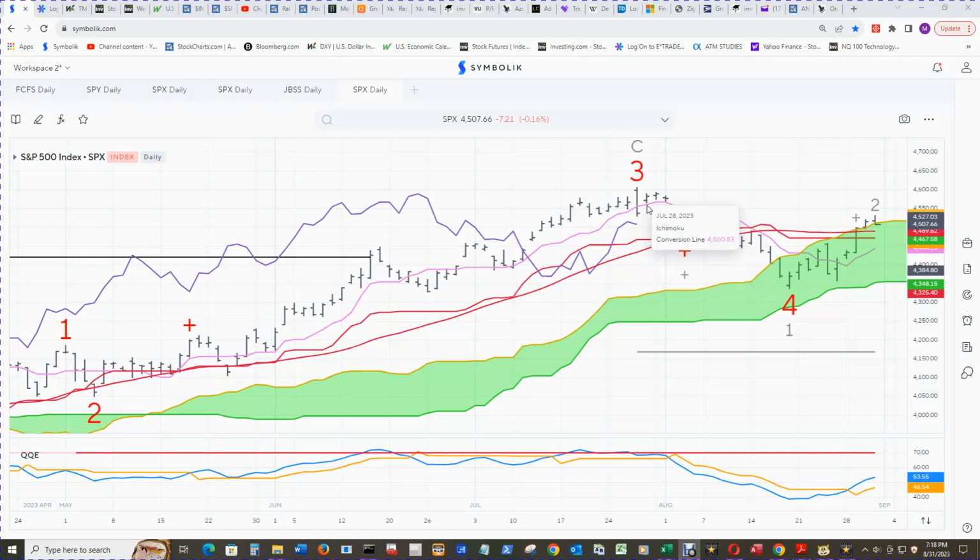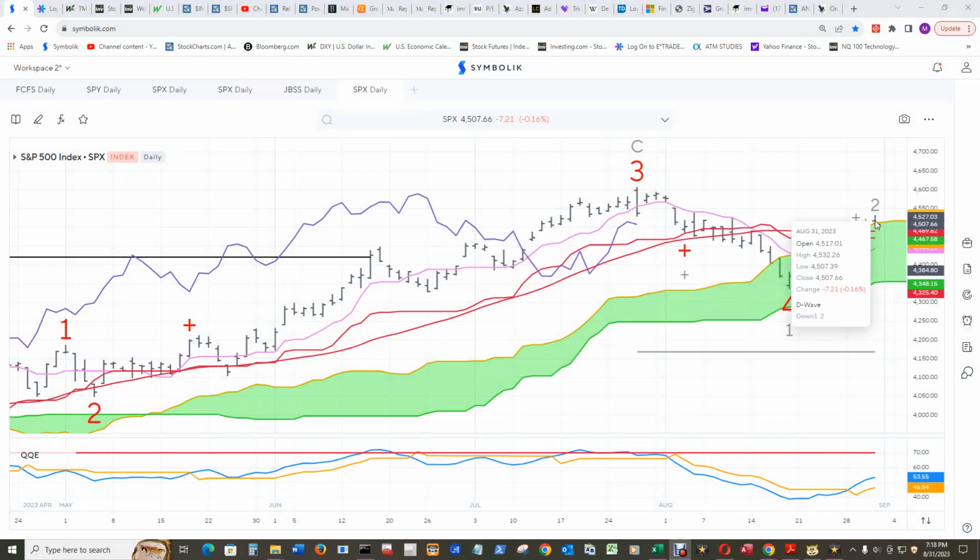If price blasts to the upside, it could get stopped if it fills this gap zone and this conversion line here gets hit by the lagging line tomorrow on the 1st of September. Price had a high of 4532.26 and then went back into the cloud, had a close of 4507.66, and the top of the cloud was at 4511.78.